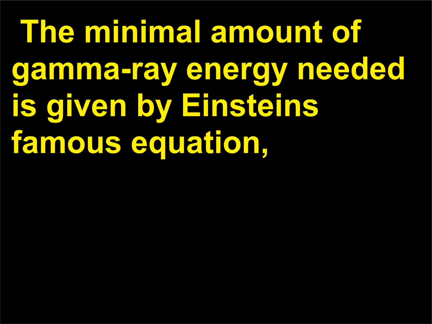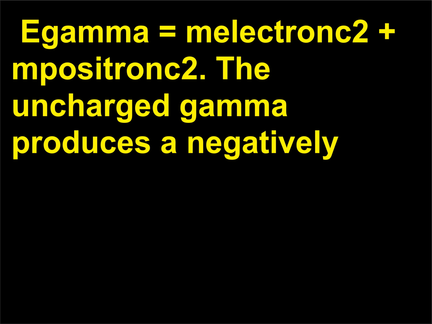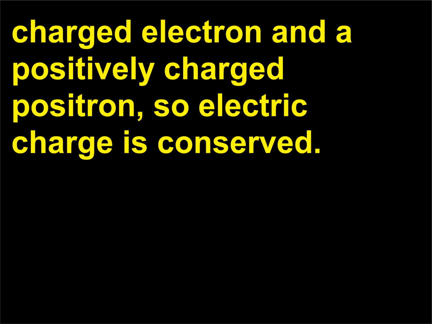The minimal amount of gamma ray energy needed is given by Einstein's famous equation: E gamma equals electron mc² plus positron mc². The uncharged gamma produces a negatively charged electron and a positively charged positron, so electric charge is conserved.